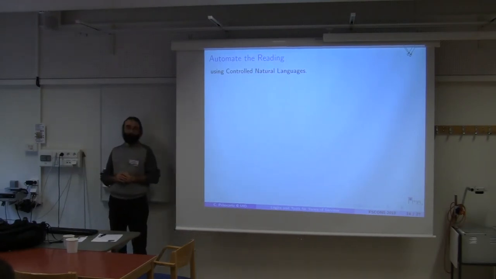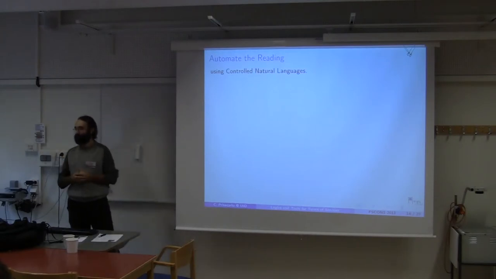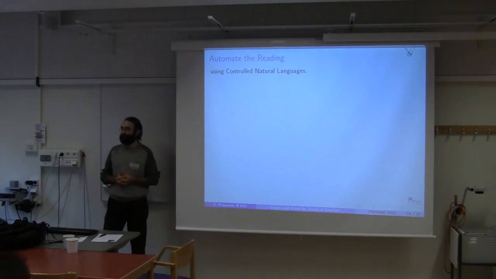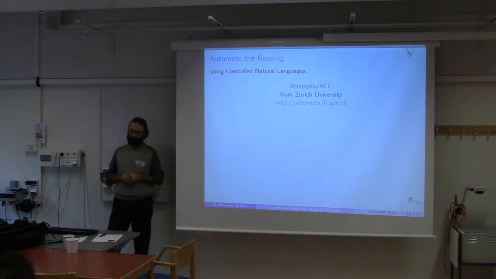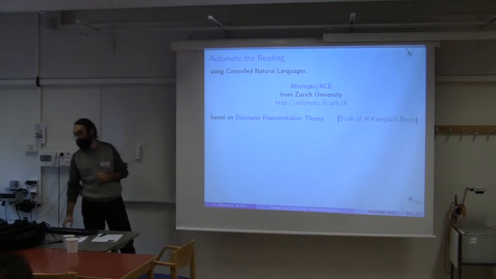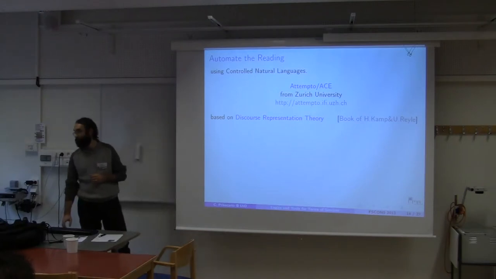So automated reasoning. The most mature technology, in my opinion, for automated reading is controlled natural languages. And what I'm thinking of is the Attempto project, started in 1995 or something like this. What is called Attempto Controlled English from the Zurich University. And this is based on a powerful theory that is called discourse representation theory, with a book which is now more than 10 years old.